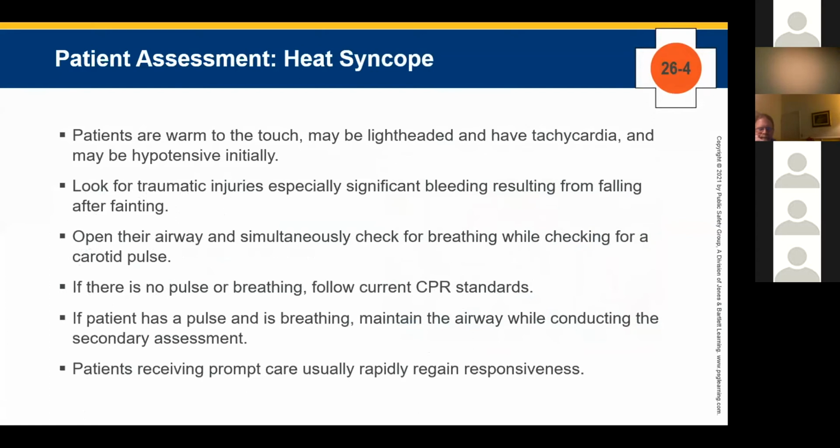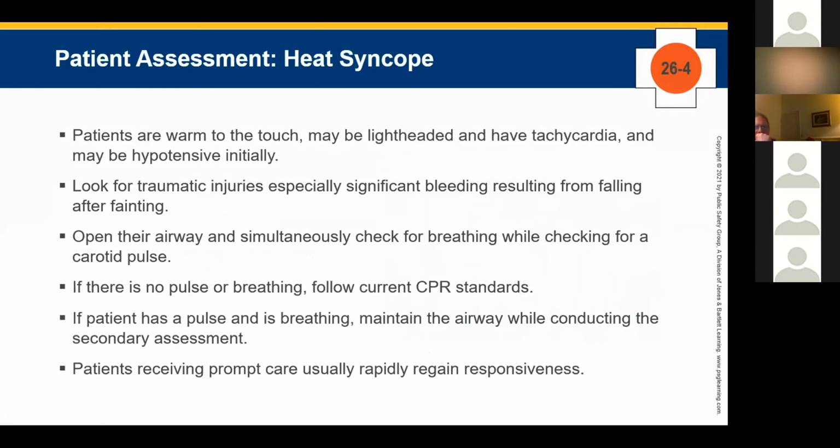Patients are warm to the touch, maybe a little lightheaded, could have a little tachycardia, maybe hypotensive. Look for traumatic injuries, significant bleeding.